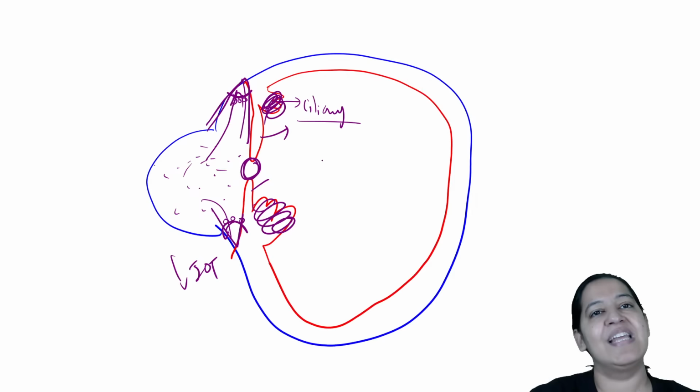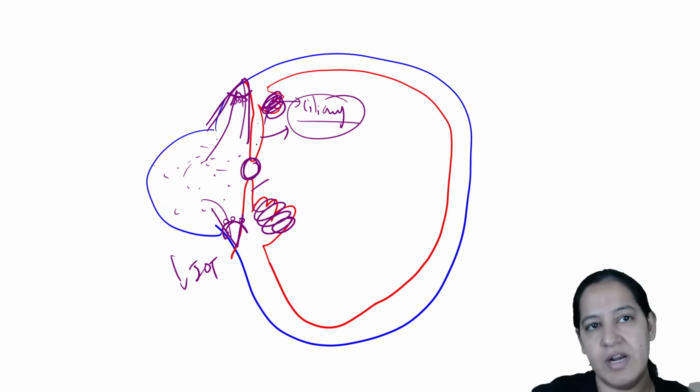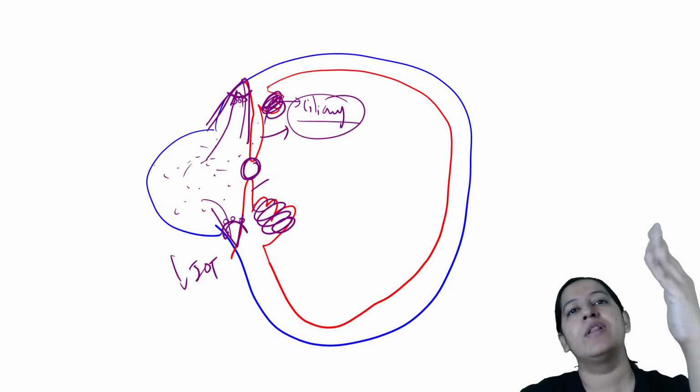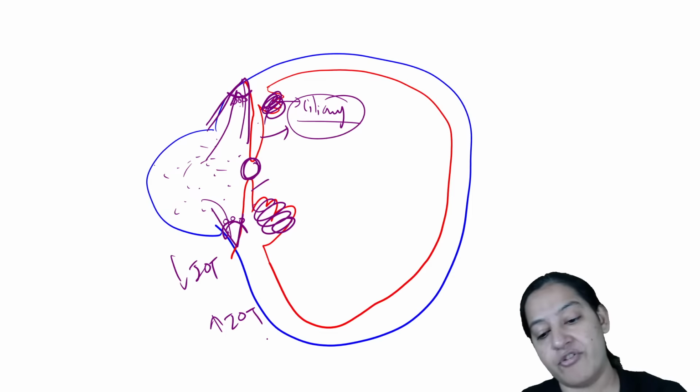And the reverse will happen if the ciliary muscle is relaxing. The angle will decrease, so the pores will close, and less aqueous humor will go through the pores. So IOP will increase. So IOP is decided by contraction and relaxation.